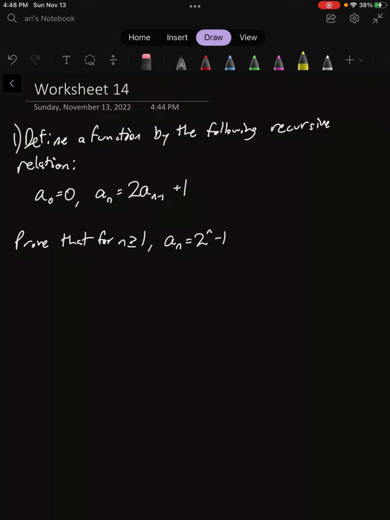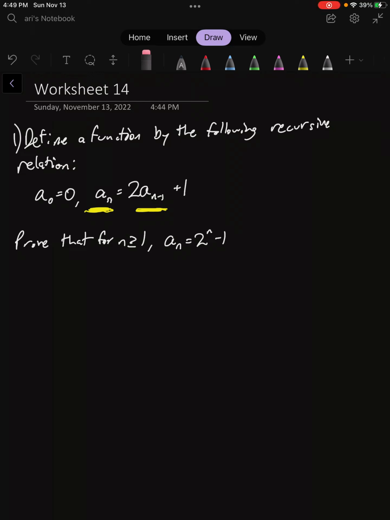So the first problem says that we have this function that's defined by this recursive relationship, and what makes something recursive is that a of n, this factor that we care about, is defined by the previous factor. So basically all I need to know to figure out what a of n is, is what a of n minus 1 is. If I know the previous factor, then I can figure out the next factor, and so on and so on. And that's kind of how induction works. Induction is a recursive process.